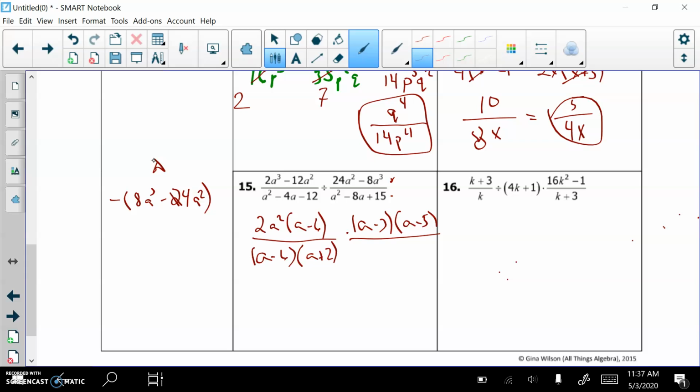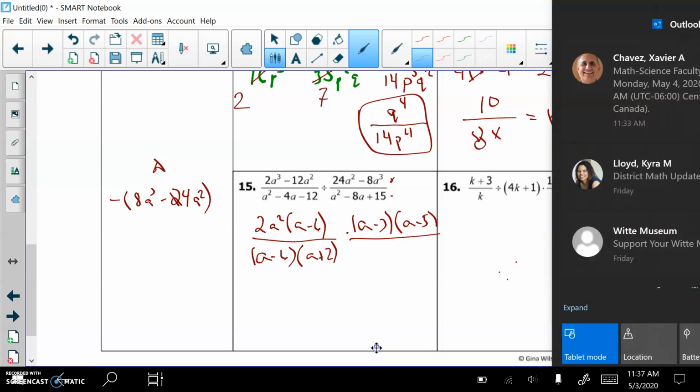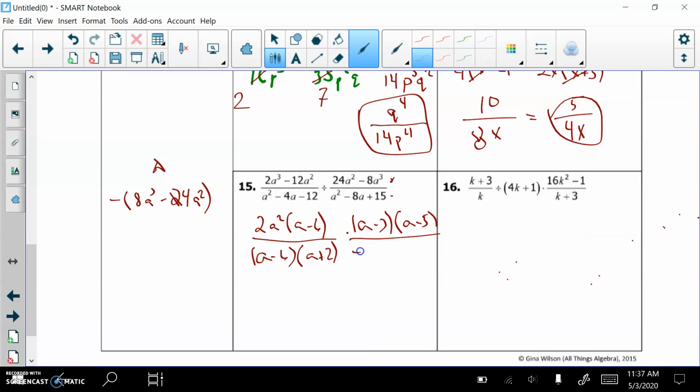And we're going to take this guy over here. Since I did my little flip trick, that means negative. And I can take an 8a squared out, leaving me with a minus 3.